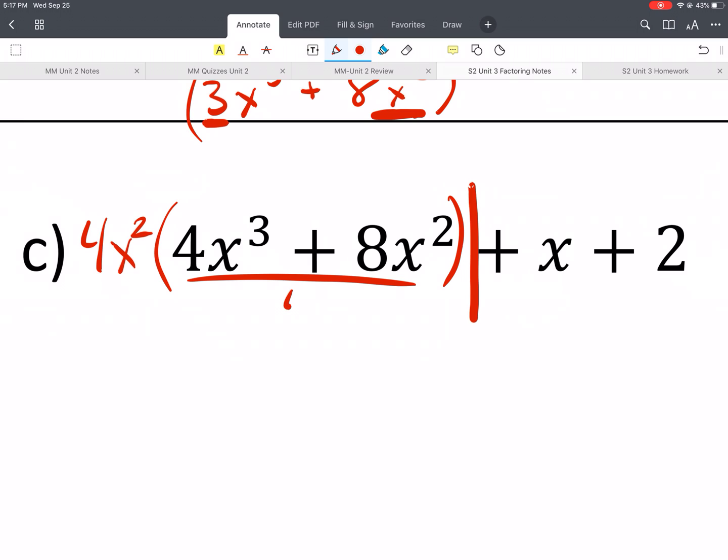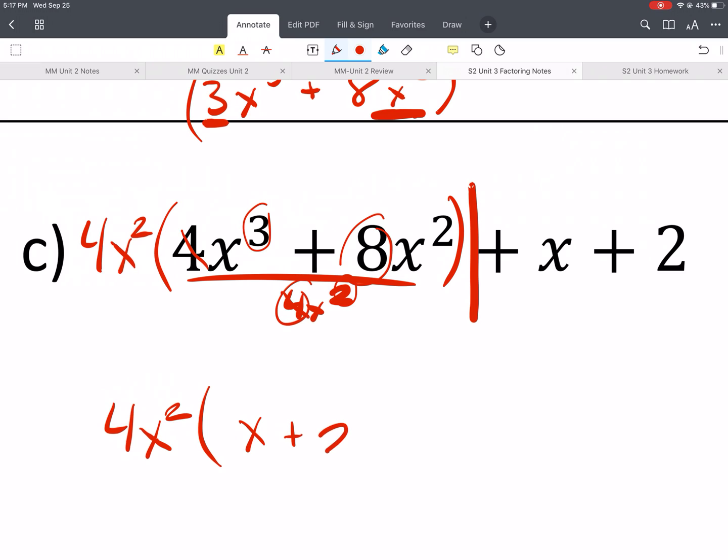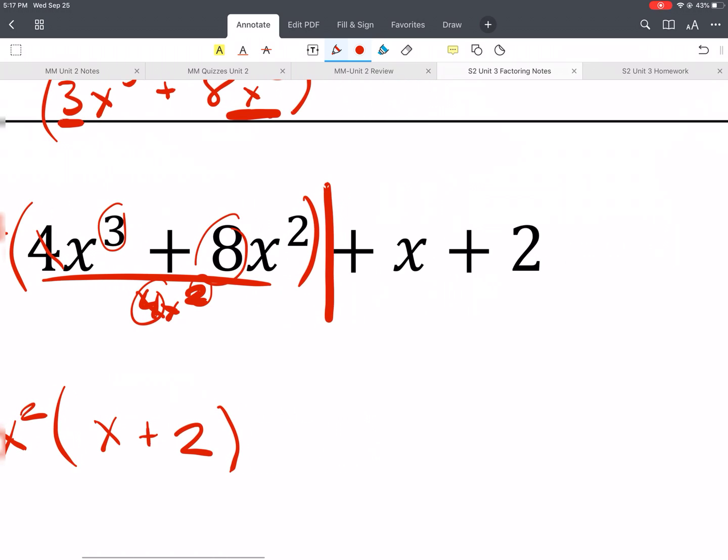So here we go. Divide it by 4x squared. So we'd have 4x squared, and then our 4 divided by 4 would leave us with 1. They cancel out. And then we have 3 minus 2, ending up giving us x to the 1. And then 8 divided by 4 gives us a positive 2. And then the x squared divided by x squared, those cancel out.